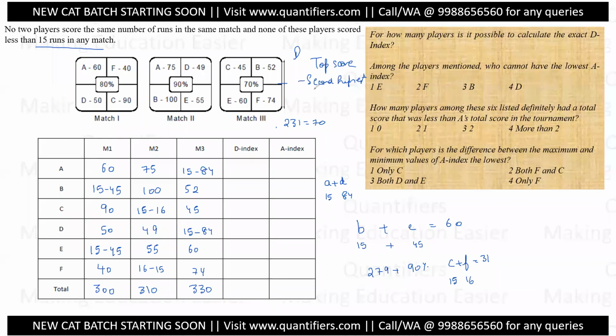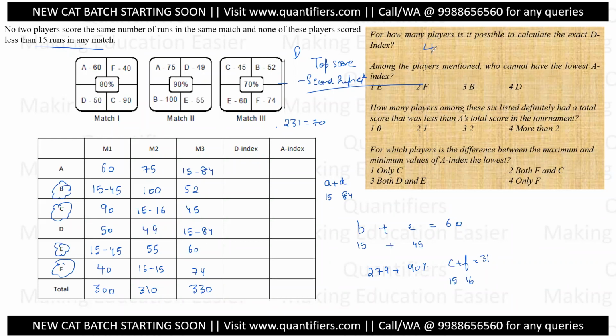Now what is the answer for this? For this, the top score cannot be determined. So iska to nahi niklega. For this, the top score can be calculated. For B, top score can be calculated, that is 100 minus 52. For him, top score can be calculated, 90 minus 45, right? For D, top score is not determined. So for D, I cannot calculate. For E, it would be 60 minus 55. And for F, it would be 74 minus 40.